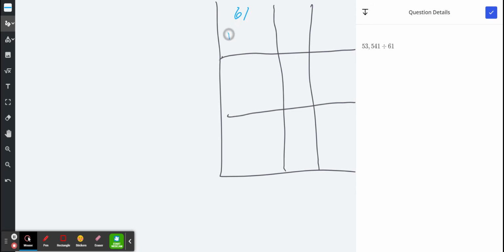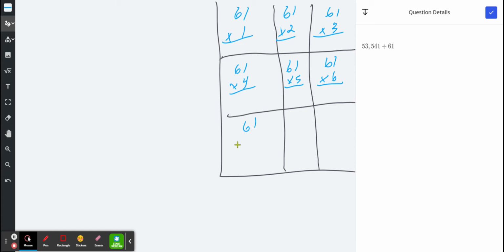So I'm going to need to do 61 times 1, 61 times 2, 61 times 3, 61 times 4, 61 times 5. And remember, you want to go all the way up to 9. And I know, why are we doing this? Why do we have to do this first? Because as we go throughout this process, you're going to have to do a lot of these anyways. And it comes in handy as we're working on it.